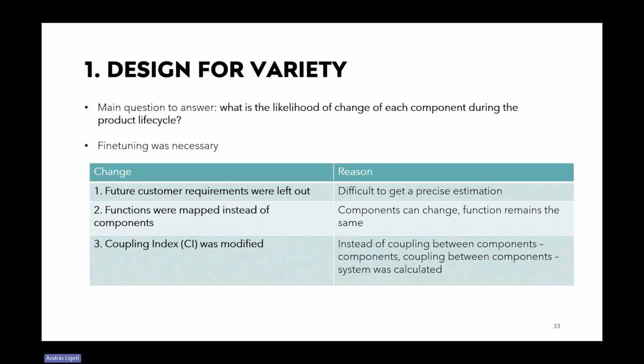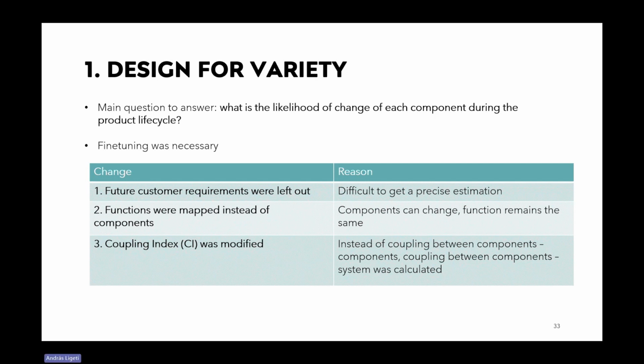So I'll go through all these different tools. The first one is design for variety. The main question before we started to use this tool was: what is the likelihood of change of each component during the product lifecycle? The components were changing quite frequently, so they wanted to know the likelihood of these changes, because then they can prepare for them in advance. And as I mentioned, these tools can be fine-tuned, so we decided to implement 3 changes.